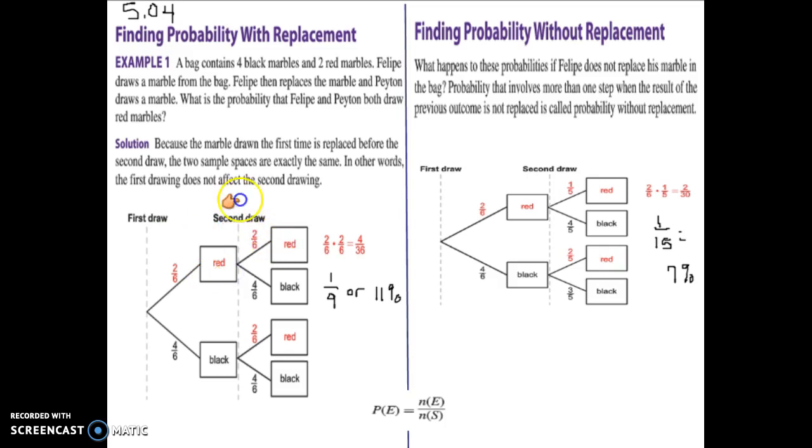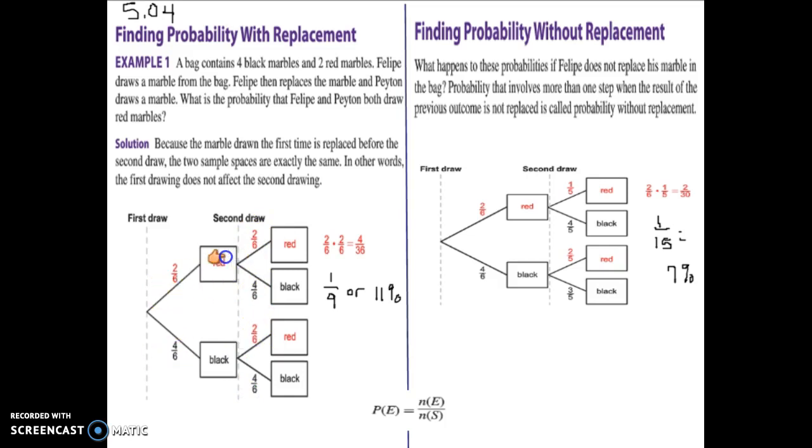So our second draw is Peyton drawing. And so on our second draw, the odds are just the same, right? We still have 6 marbles, 2 red, 4 black. If he were to draw a black one, our odds are still the same. We still have 2 red ones and 4 black ones. So these are the same as these.